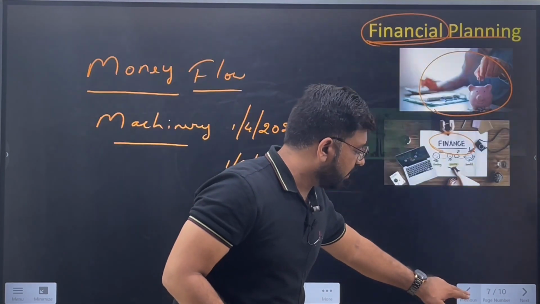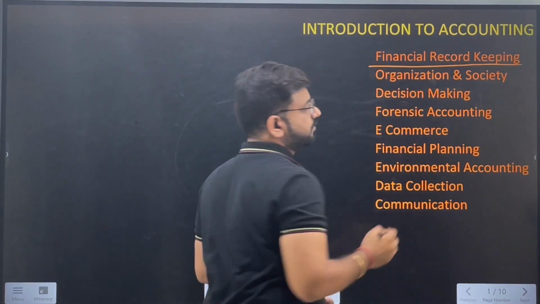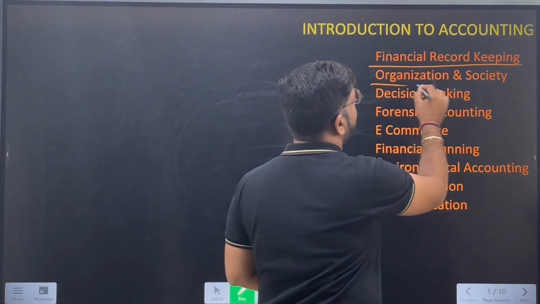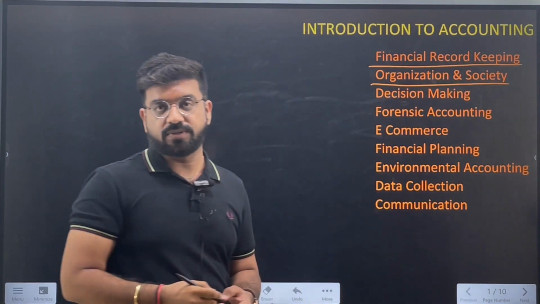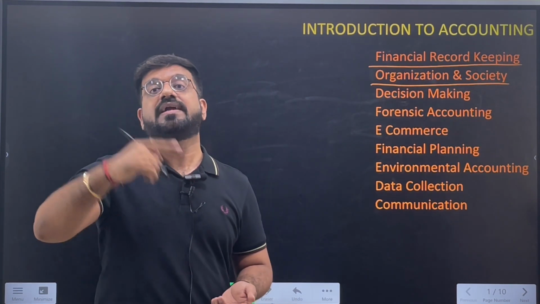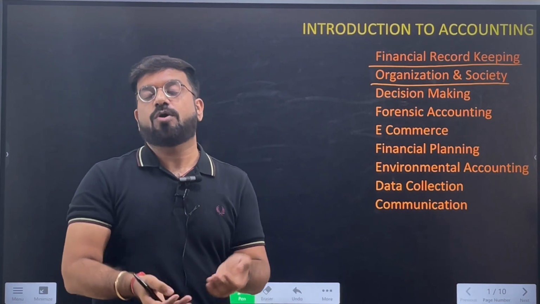Now let's just brief it out. So we studied financial record keeping. The main aim is to record the financial transactions. The second was that it is for the organization and society both. How come society and organization? Because the organization has employees whom we take from society itself. So everyone wants to know the good and the bad of the company.